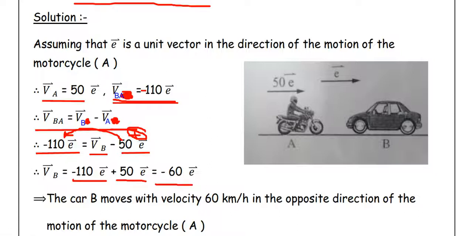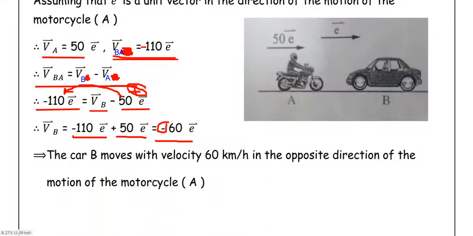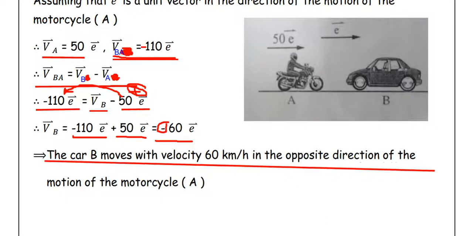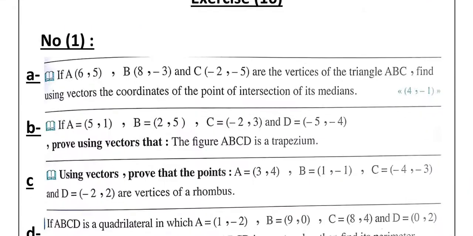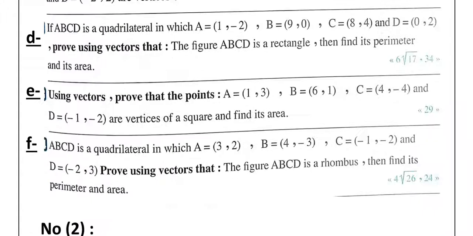Do we have a negative velocity? We have velocity measured by negative. Negative means what? Excellent, it means opposite direction. So the car B moves with velocity 60 km per hour in the opposite direction of the motion of the motorcycle E. Okay, so try to solve this page, and if you have any problem, contact me.